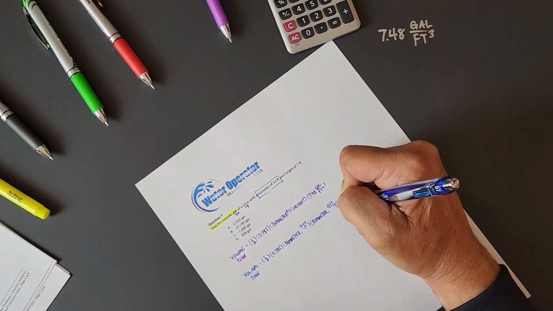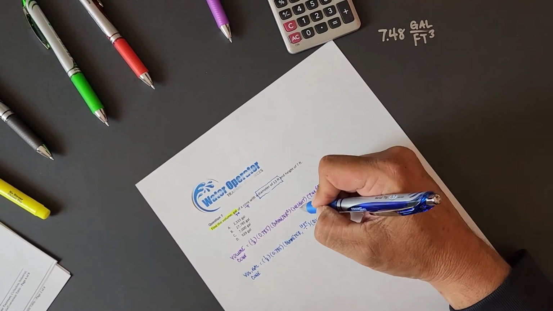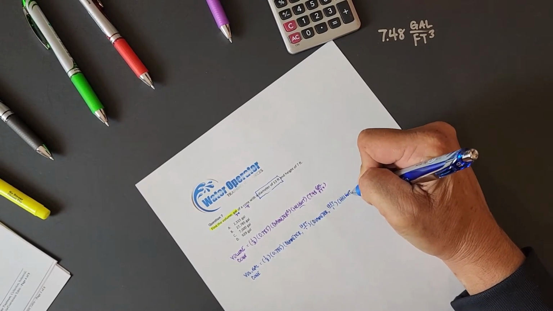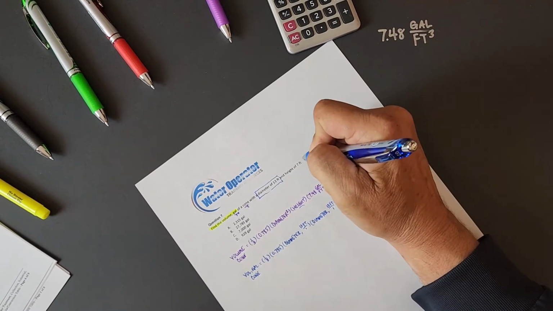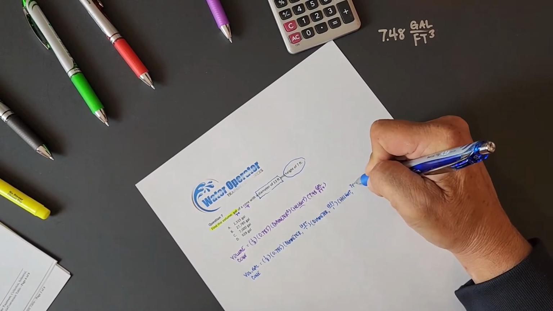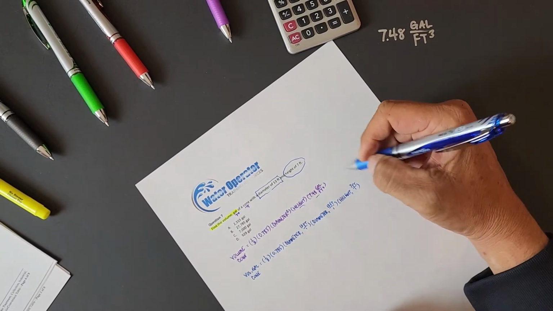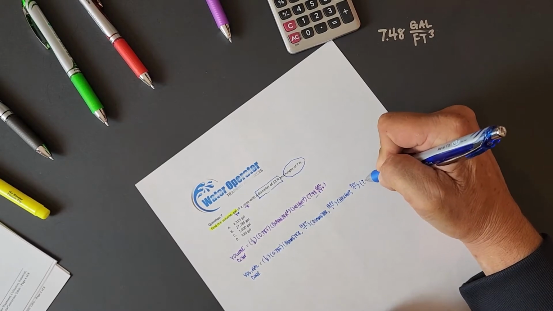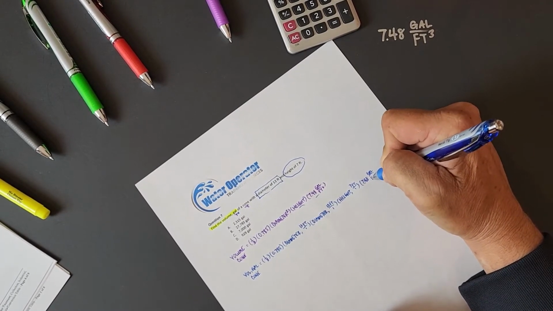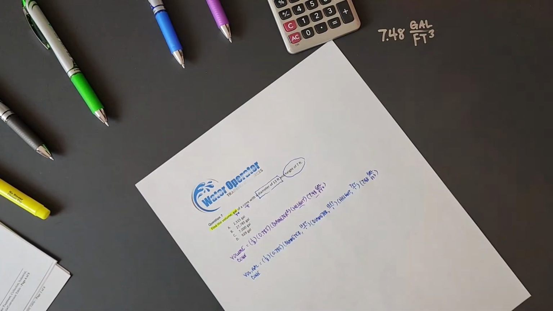13 feet over 1. Now we need the height. The height is 7 feet. And our conversion factor, 7.48 gallons per cubic foot. Let's cross cancel.